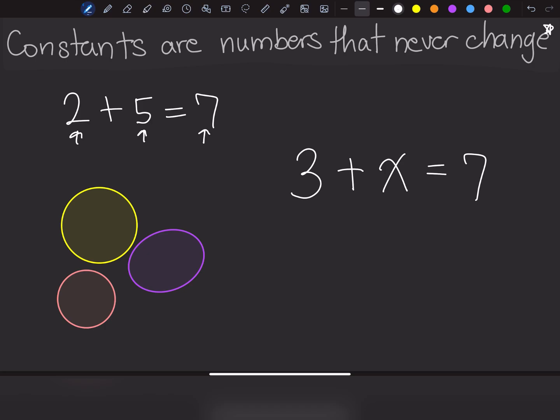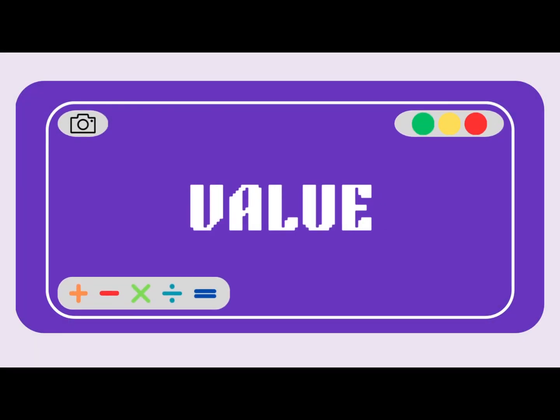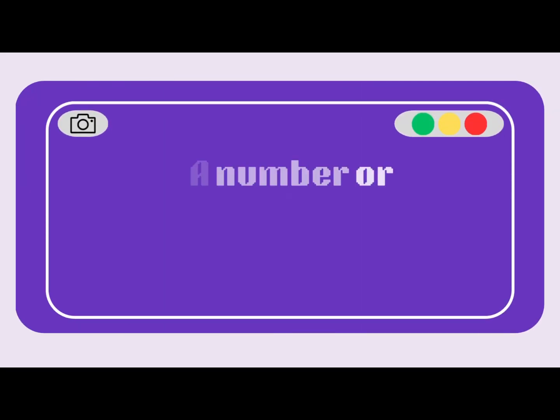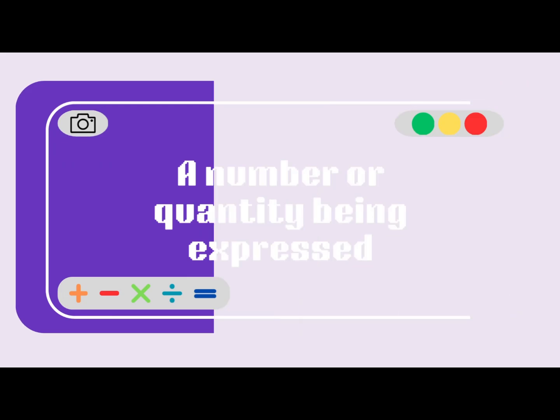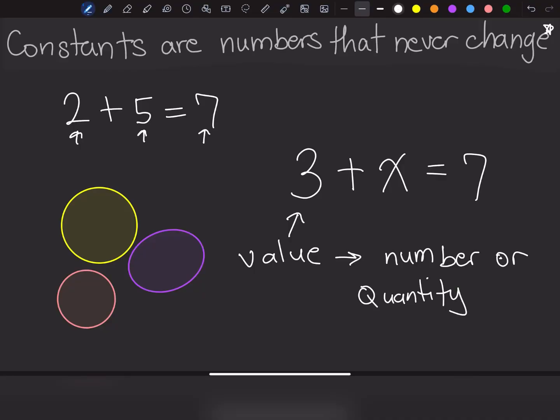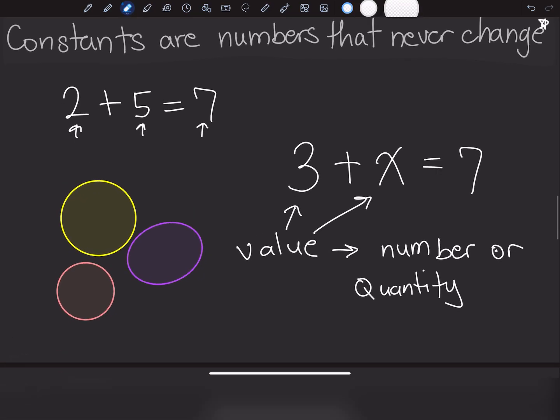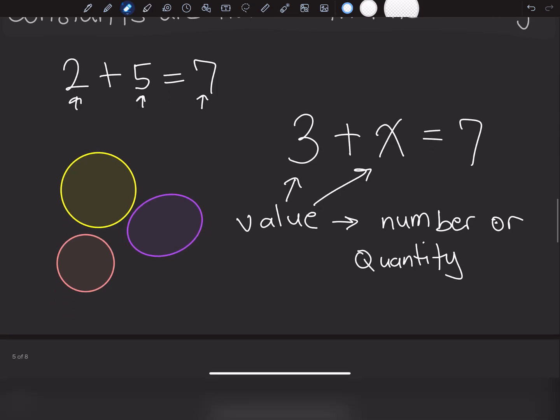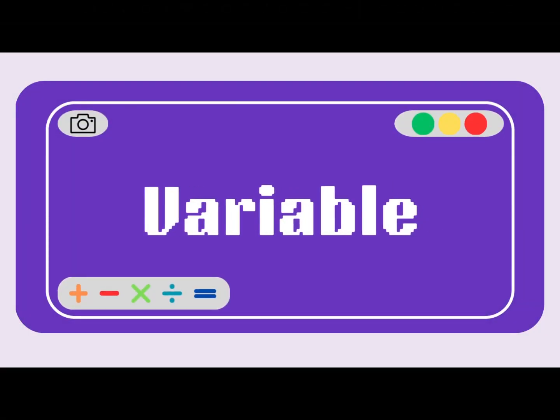Now these constants, this one has a value, okay? It has a value, and a value means that there is a number or quantity that is being expressed. Okay? But what about this letter right here? What's so special about that letter? That letter is called a variable.